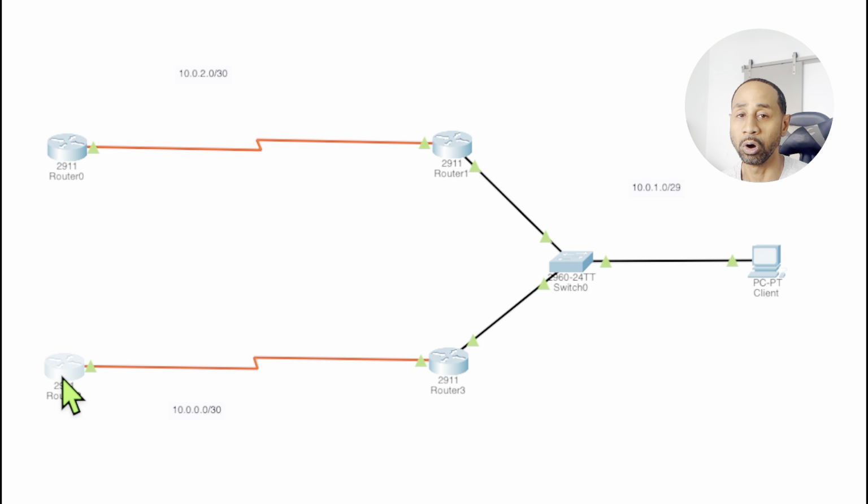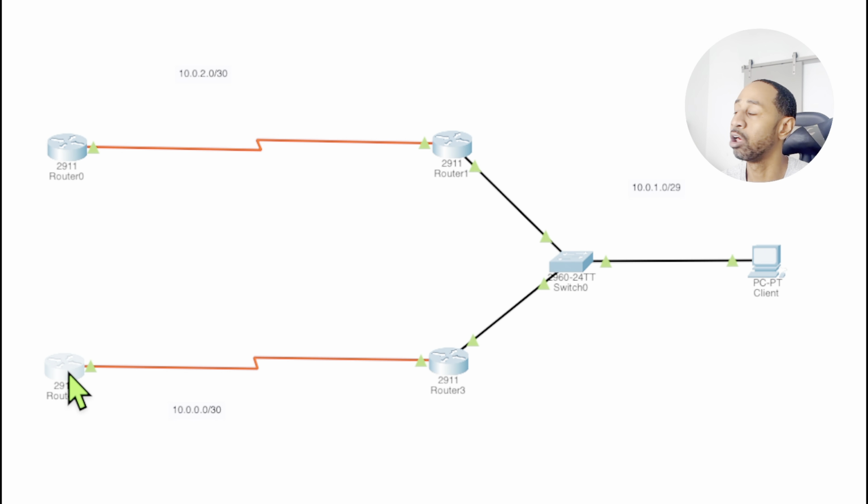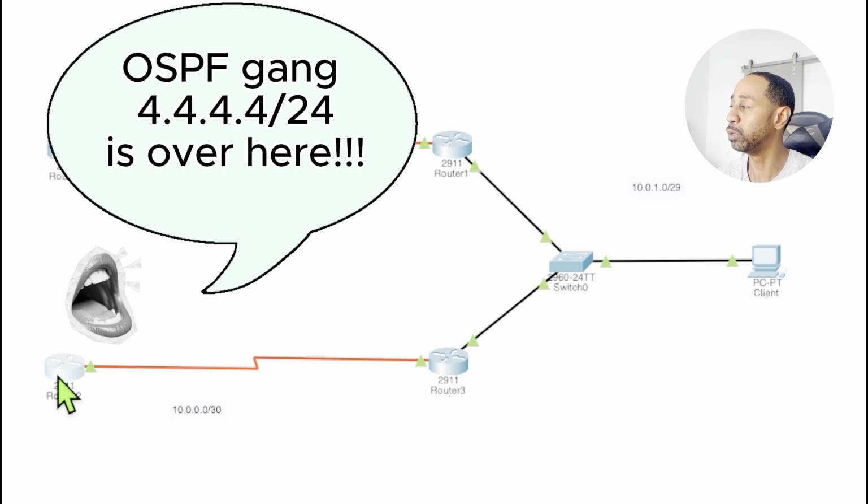And that's where OSPF comes in. What OSPF does is every IP address or network that you want OSPF to participate in, all you have to do is configure that. And for our example, we want OSPF to participate with the 4.4.4.4 network. What I mean is I want OSPF to tell all the other OSPF neighbors, hey, if you want to get to 4.4.4.4, come over to my router. And that's the beauty of OSPF.